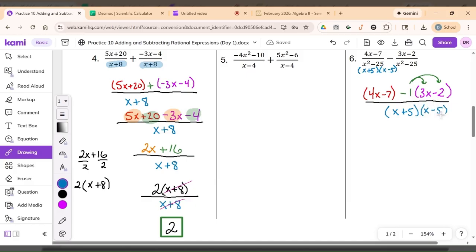and see what happens. Okay, so again, work with your numerator there, see what it gives you. Remember, your denominator has 2 factors, x plus 5 and x minus 5. Maybe one of those will cancel in the end.